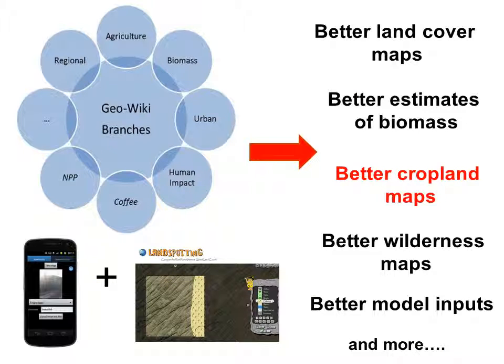Geo-Wiki is a versatile tool that is currently being used to crowdsource data for a number of different applications, where improving cropland information is just one of many. We also have a mobile application and games, so get in touch with us if you want more information about these.